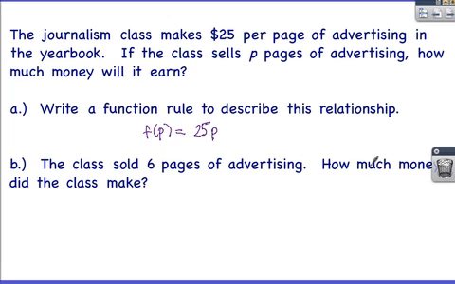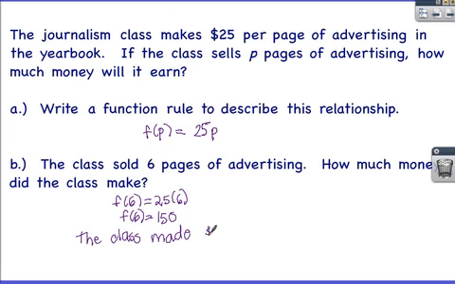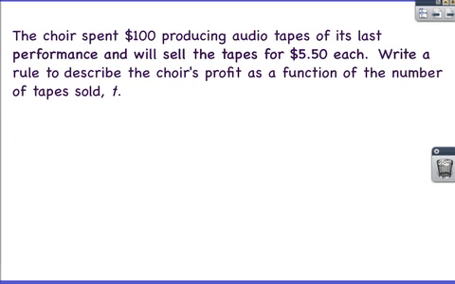The class sold 6 pages of advertising, so how much money did the class make? So now we can plug in 6 for P, and we find that f of 6 equals 150. So the class made $150. Now you try this one. Pause the movie and resume when you're ready.